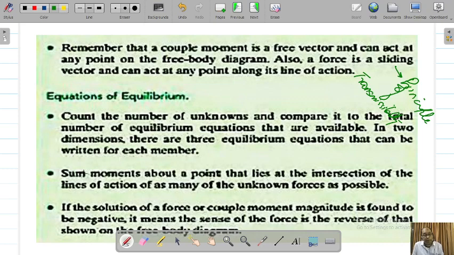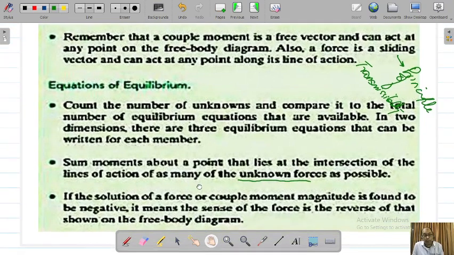Then we will sum moments about a point that lies at the intersection of the line of action of as many of the unknown forces as possible. This technique will help us make those unknown forces zero because they will have no moment. At that point we are going to take the moment.